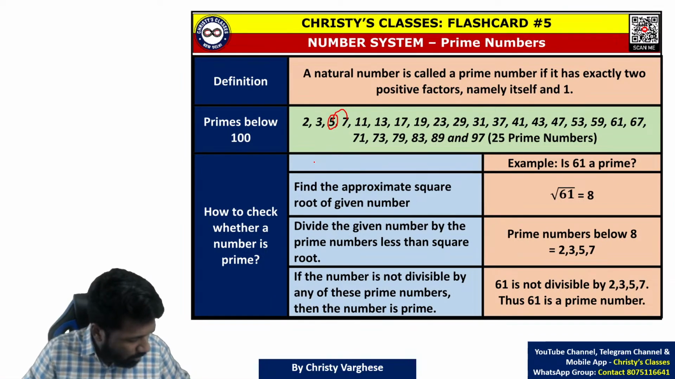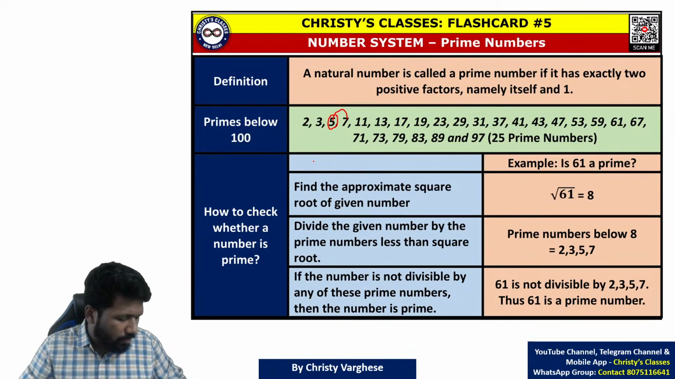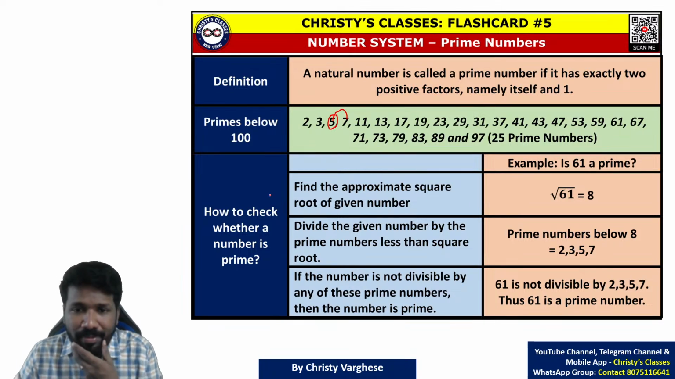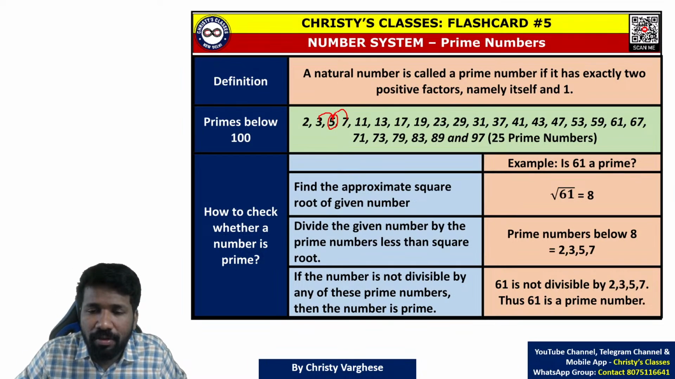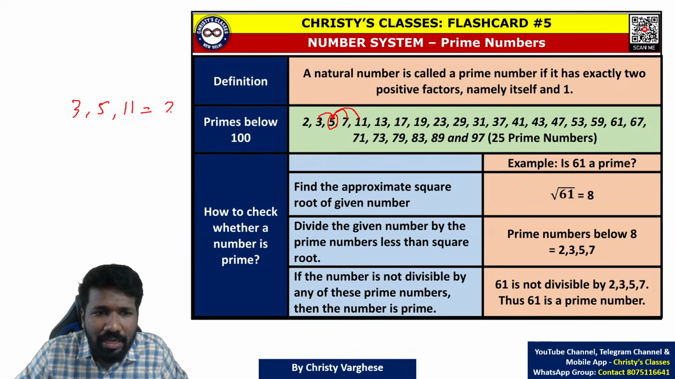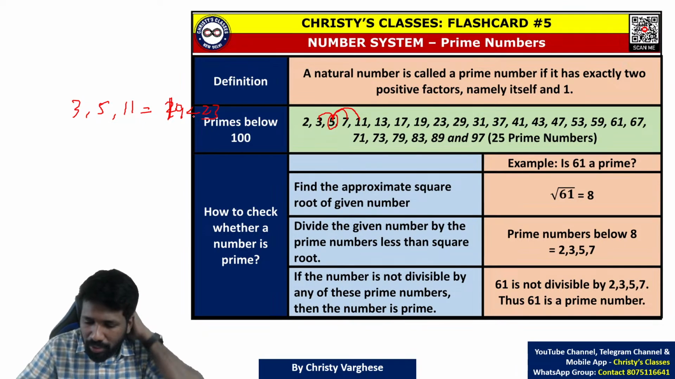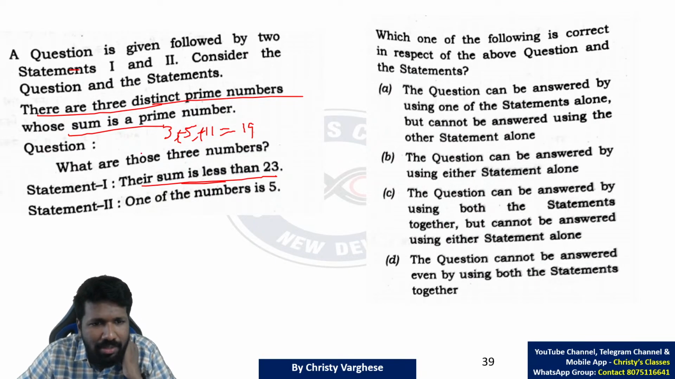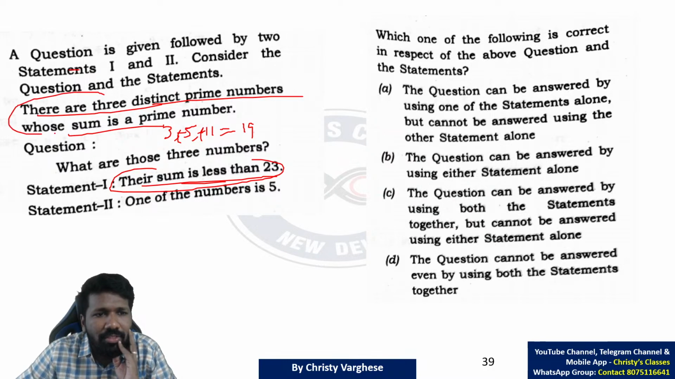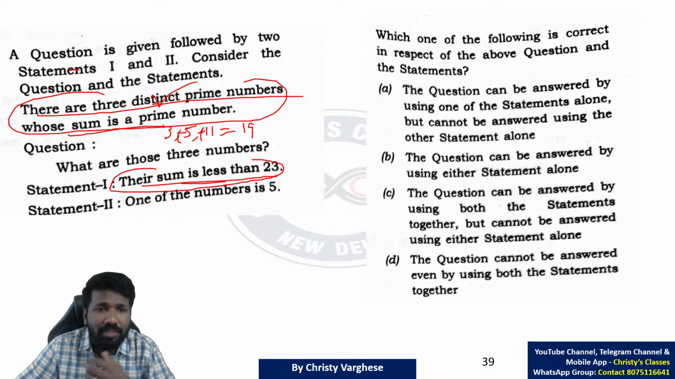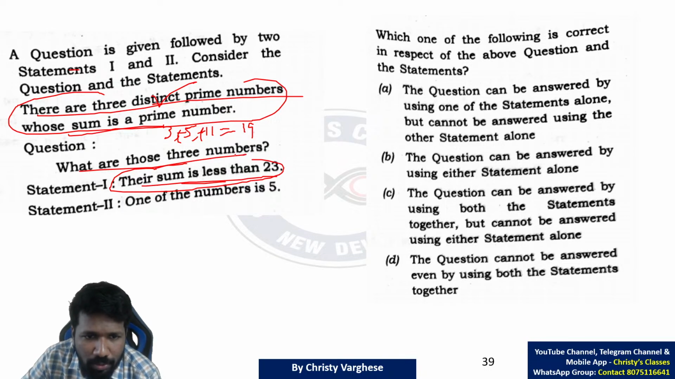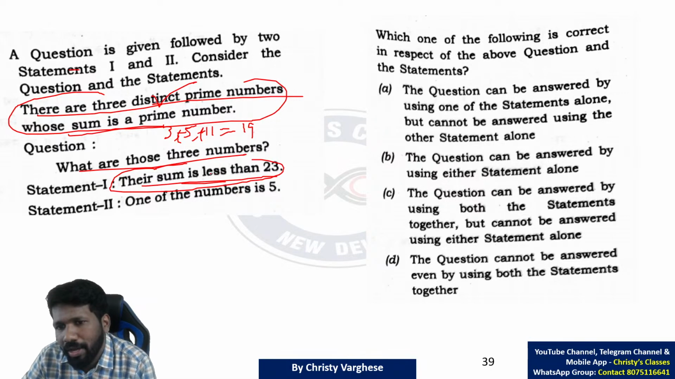Okay, so I think there is no other possibility. 3, 5, 11 is the only possibility below 23. It is 19, below 23. All other possibilities are 23 or above. 23 is also not okay. That means their sum is less than 23, combined with this, the question is enough to answer. This information is enough to say what those 3 numbers are. With statement 1 alone you can answer the question.